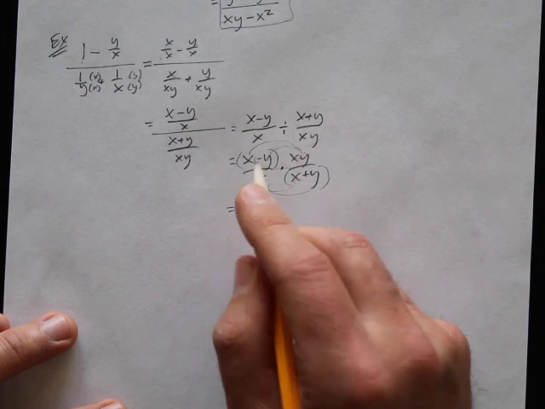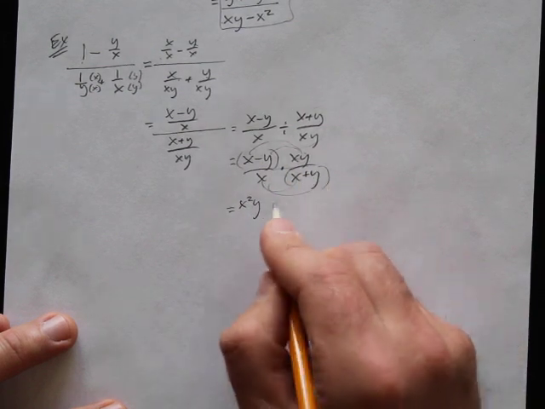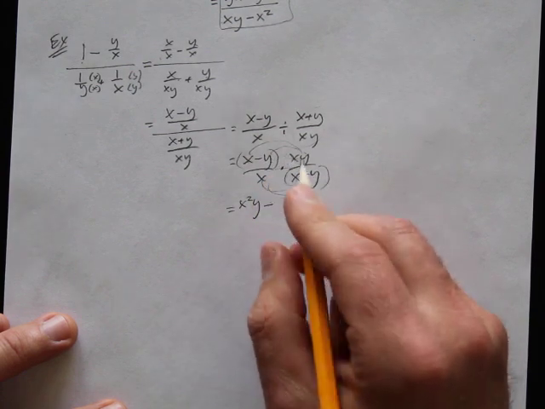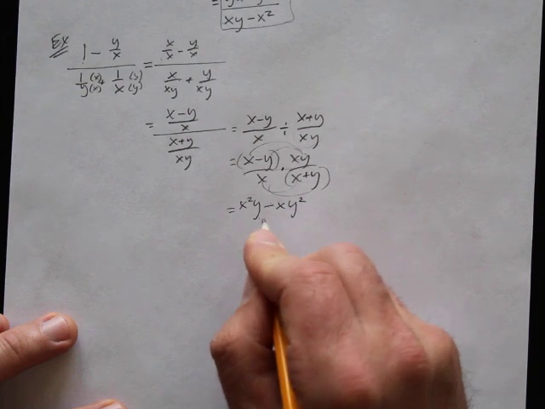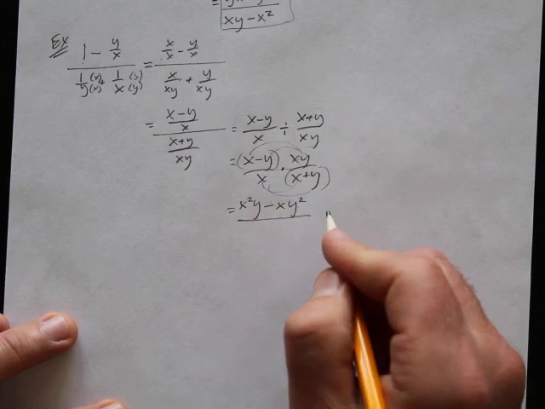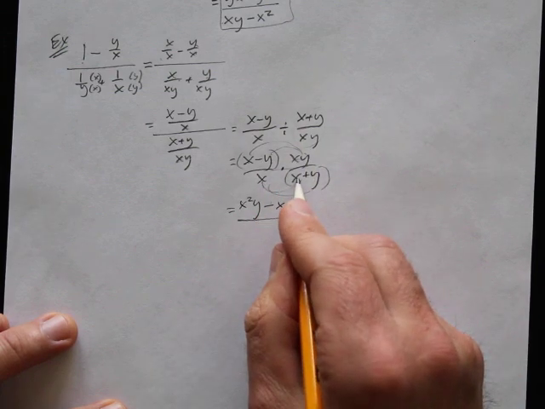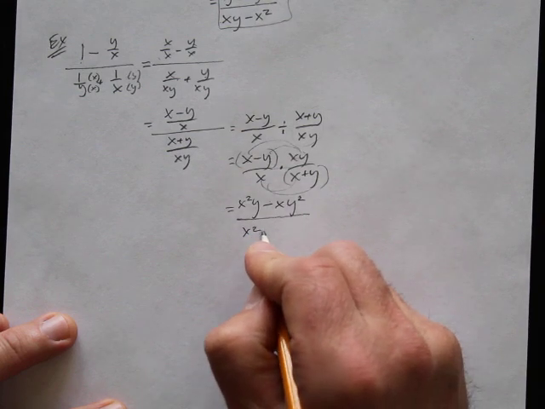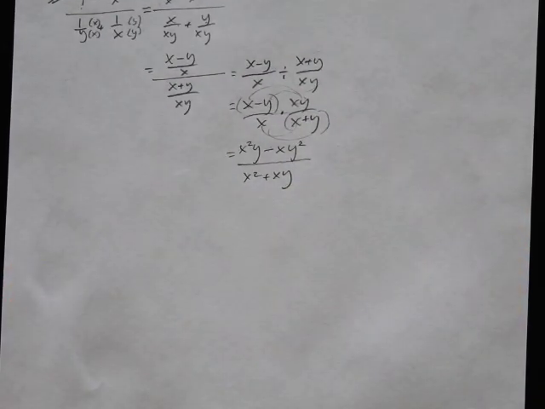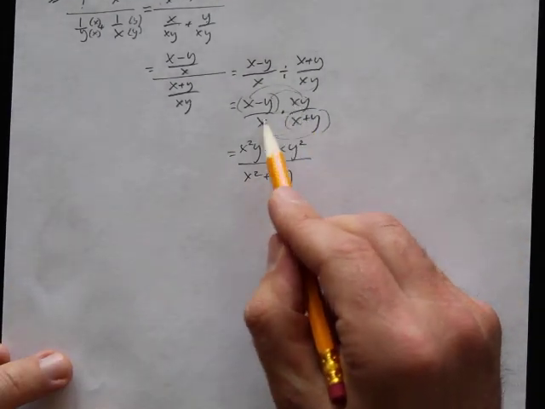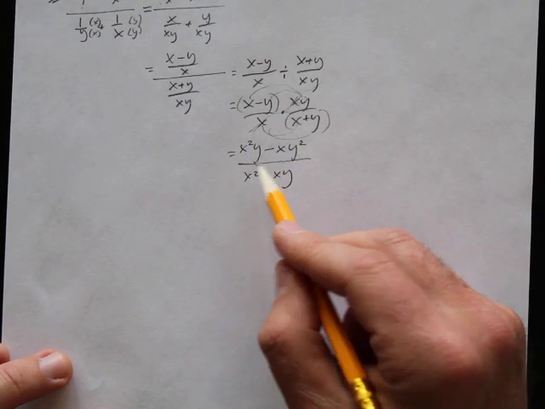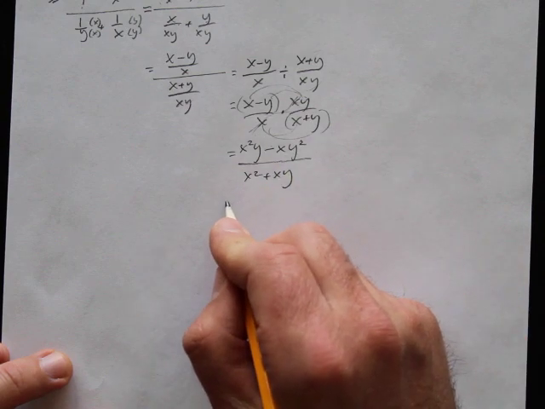xy times x is x squared y, minus xy times y, xy squared, over x squared plus x times y. I probably didn't need to distribute that yet, but that's fine. Now there is a little bit of factoring I can do here that I could have done right here. I could have taken these x's out right here, but I just didn't think about it in time. So here we are now, stuck in this mess, but it's okay. We can do it anyways.